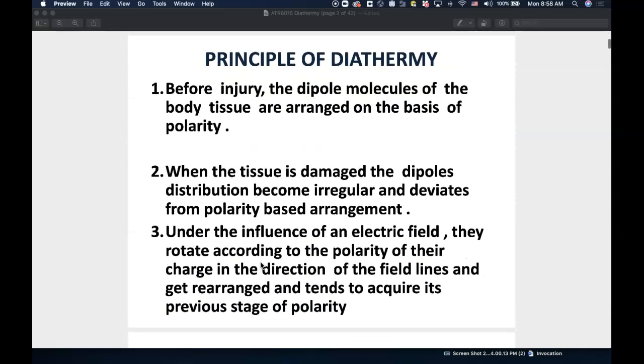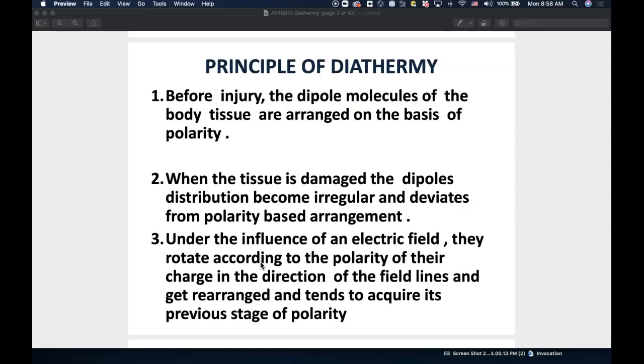So as we move through and we're talking about the different principles of diathermy, we have to consider the physiological effects that it's capable of causing within a tissue that's being stimulated by this particular modality. So what we know about our bodies in particular is that before injury, we have molecules, right? In particular, we have these dipolar molecules in the human body that are arranged on the basis of polarity, right? And this arrangement is a homeostatic environment. In other words, we have an even amount of negative and positive electrodes, and they're all arranged according to their dipolarity, right? What we know about injury, however, is that when a tissue is damaged, those dipoles or the dipolarity distribution, that evenness within the dipolar distribution gets disrupted. It becomes irregular. It deviates from the normal polarity-based arrangement.